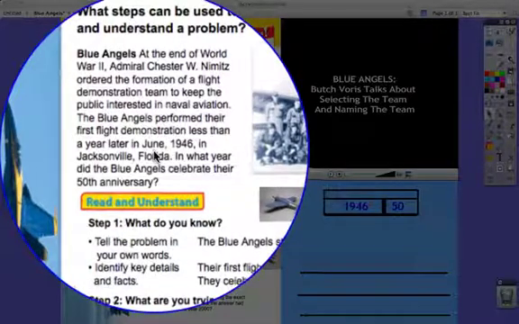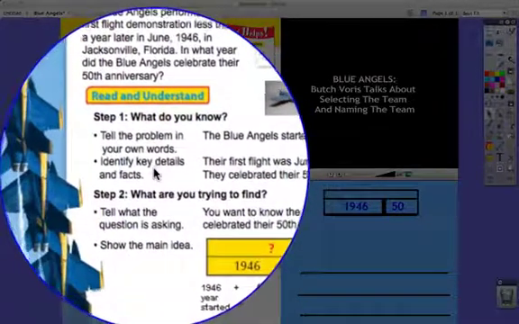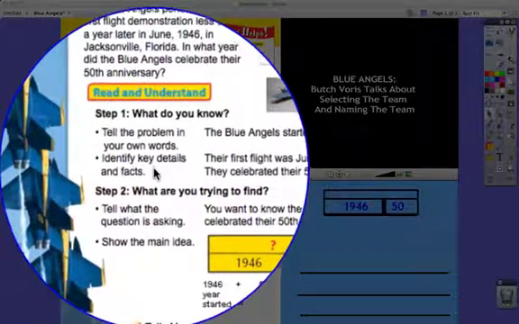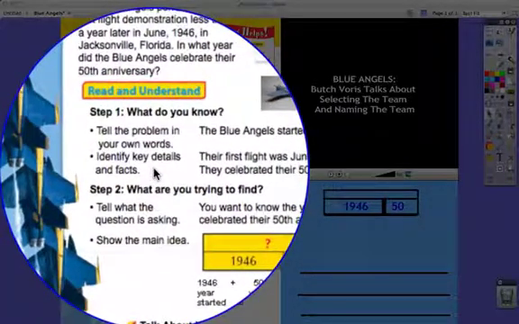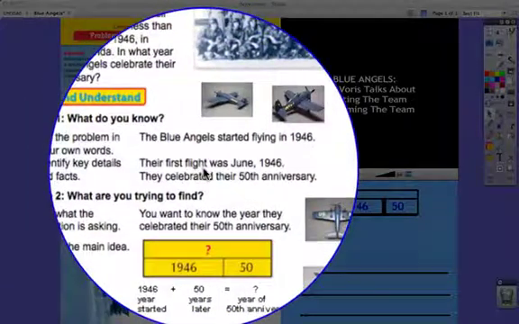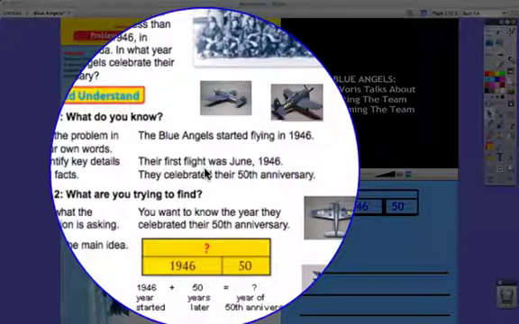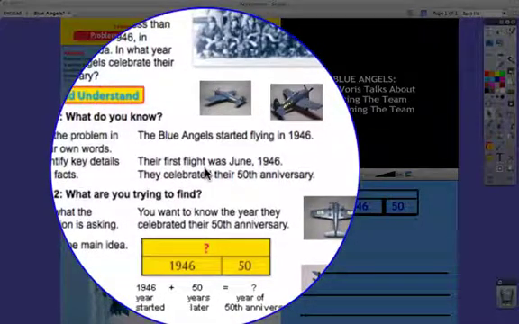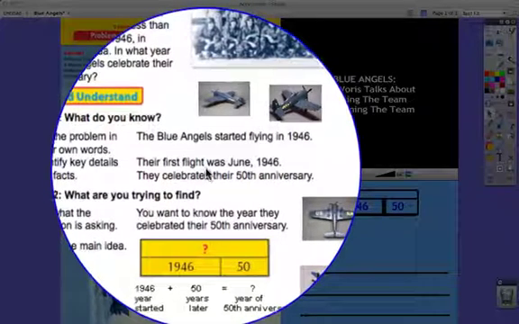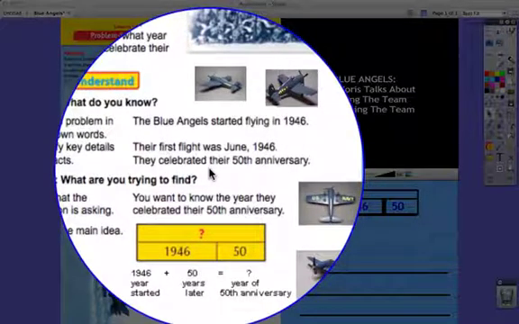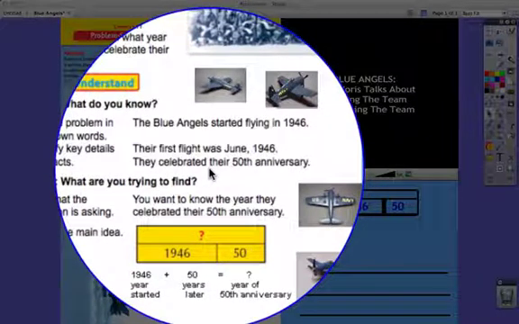Okay, got that. Now, you can also identify key facts and details. When we identify the facts, we simply display them in a clear, understandable sentence, such as this. Their first flight was June 1946. They celebrated their 50th anniversary. Those are the key details and facts in this story problem.